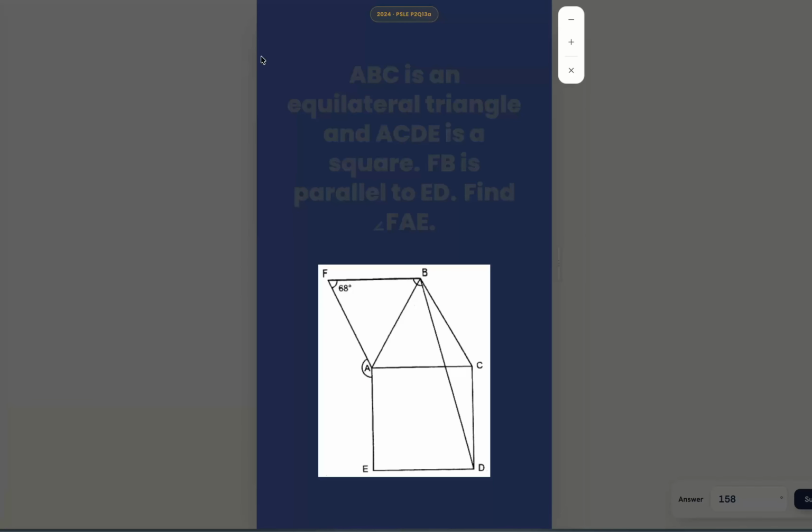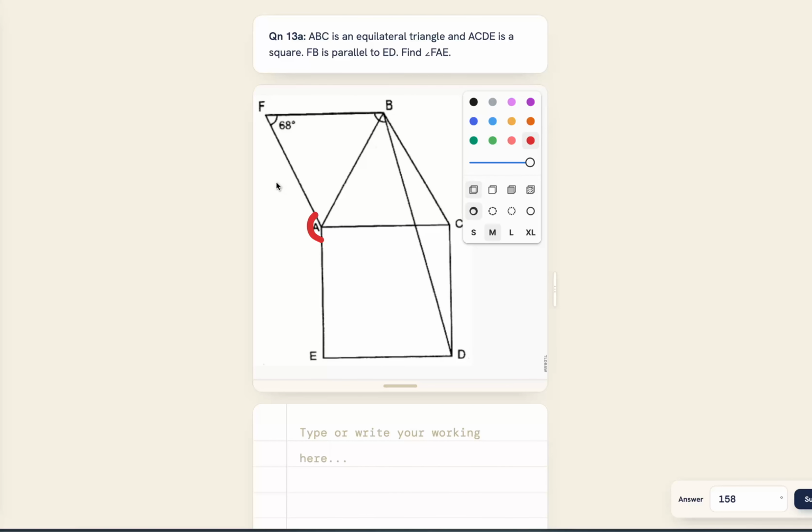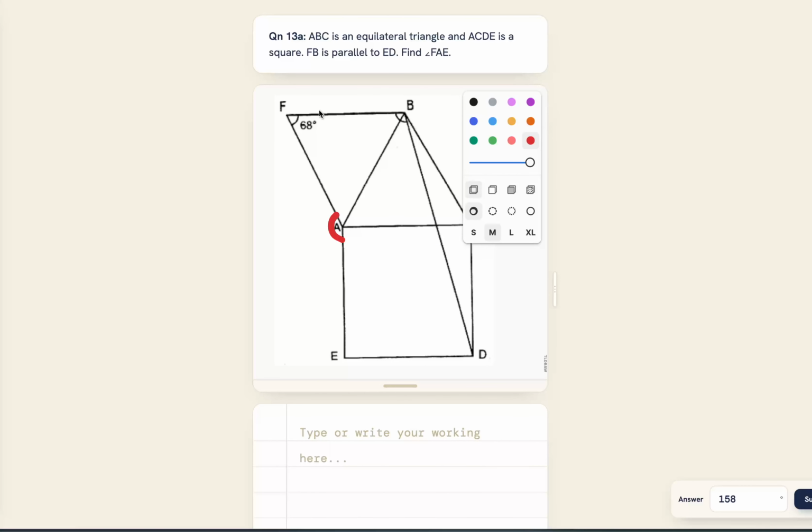Question 13, part A. ABC is an equilateral triangle, and ACDE is a square. FB is parallel to ED. Find angle FAE. So angle FAE is over here. So how do we then get angle FAE? So essentially, it is an angle on a point. So we need this angle, we need this angle, and we need this angle over here.